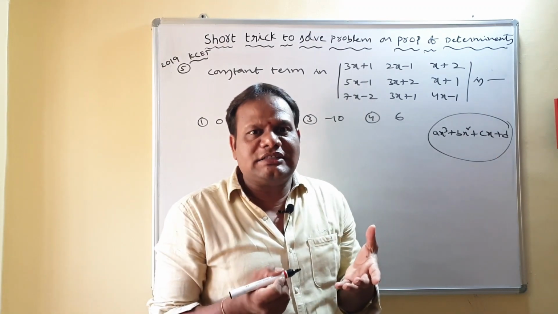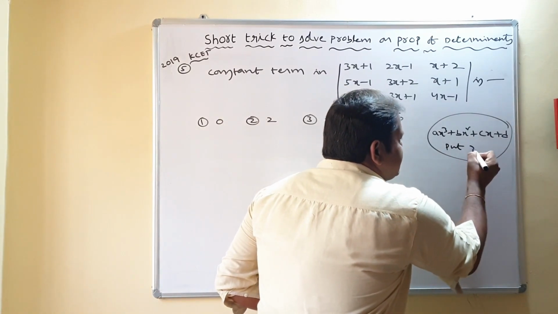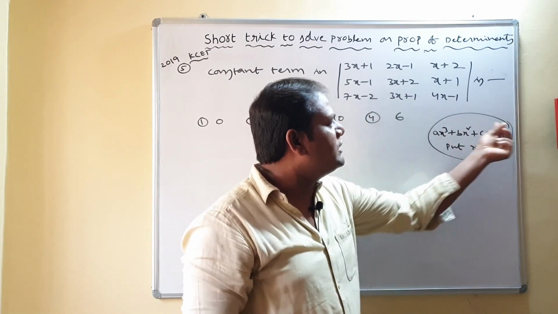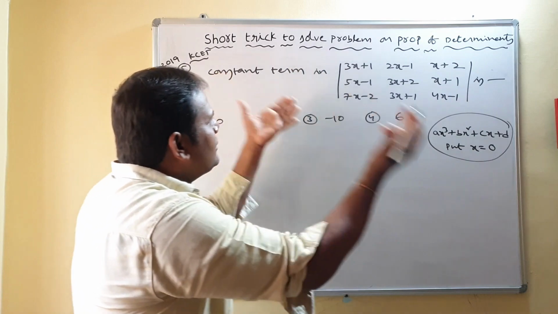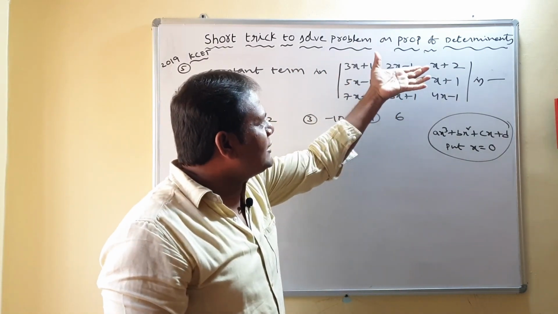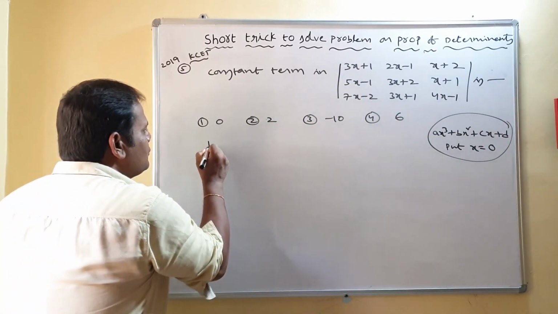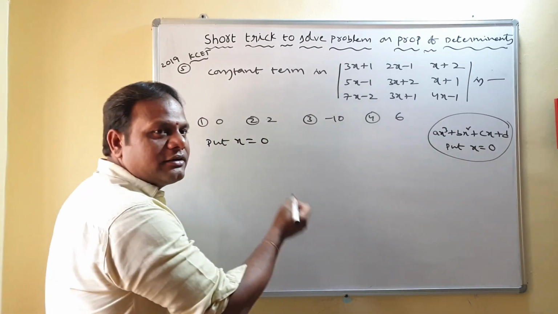So to get the constant term, what do we have to do? Put x equal to 0. If you take x equal to 0, then we are left with the constant term, right? So here also we want the constant term. That is the reason you directly take the x value as 0, then we are left with the constant term. So I am going to take x equal to 0 in the given determinant to get the constant term.